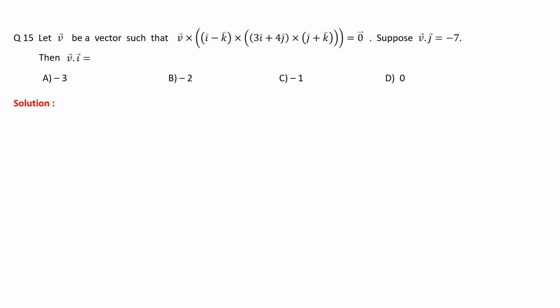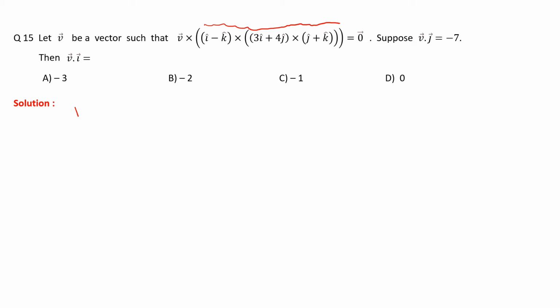Now students, this is a question on vectors. The question says let V be a vector such that V cross this whole product is equal to null vector. Suppose V dot j equal to minus 7, then we have to calculate V dot I. Now basically it is the cross product involving 4 vectors. But if you look at this particular part, then it is nothing but vector triple product, right?